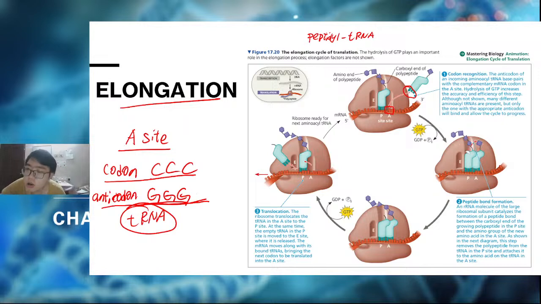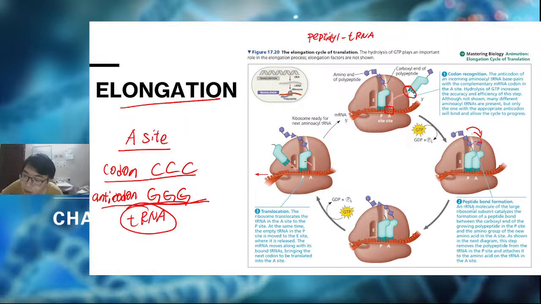Maksud dia macam ni. So the peptide chain from the P site will be breakdown. Yang ni akan breakdown for that it is bonded with tRNA, right, for the P site. Dia akan cut down and then bond with the amino acid that at the A site one. Maksudnya dia akan pergi ke sini lah. Yang peptide chain ni akan pergi ke A site one.